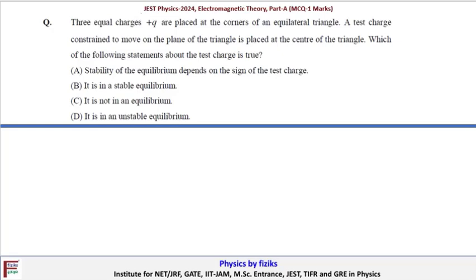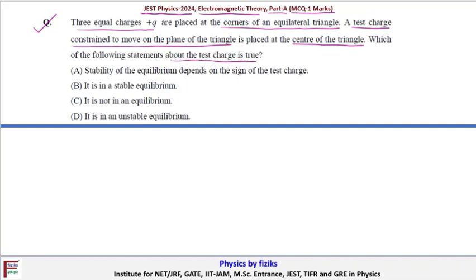So this is JEST Physics 2024 Electromagnetic Theory Part A MCQ, 1 mark question. In this question it is given that 3 equal charges +Q are placed at the corners of an equilateral triangle. Now a test charge constrained to move on the plane of the triangle is placed at the center of the triangle. Now which of the following statements about the test charge is true?